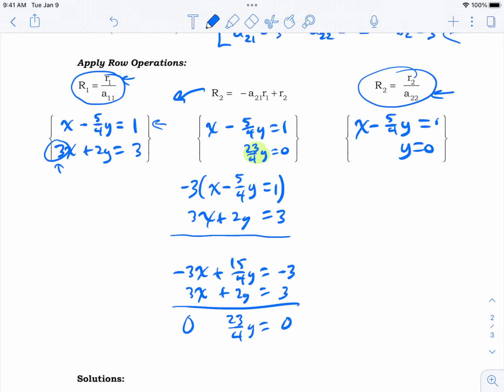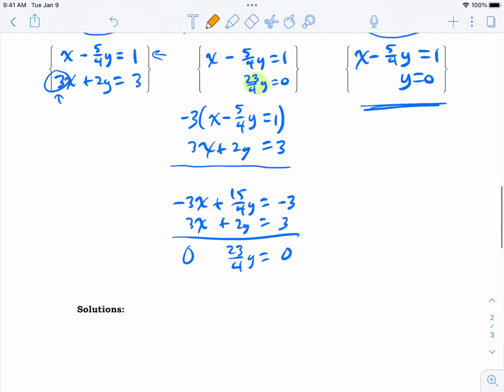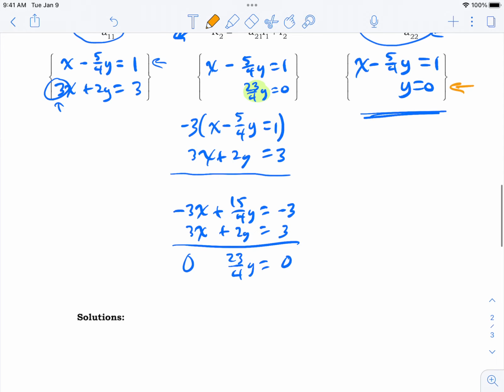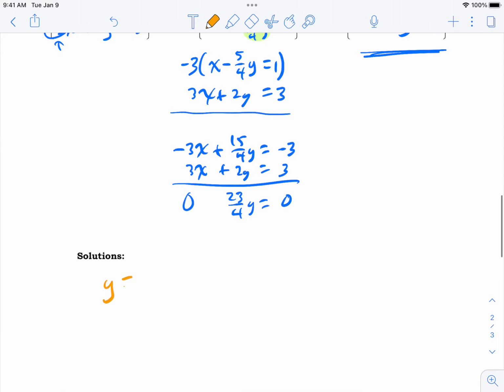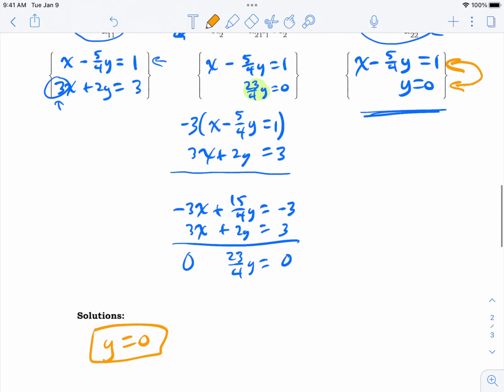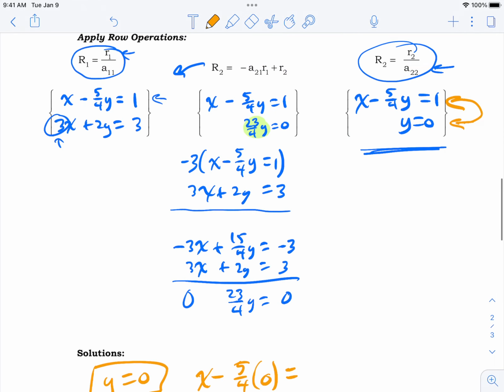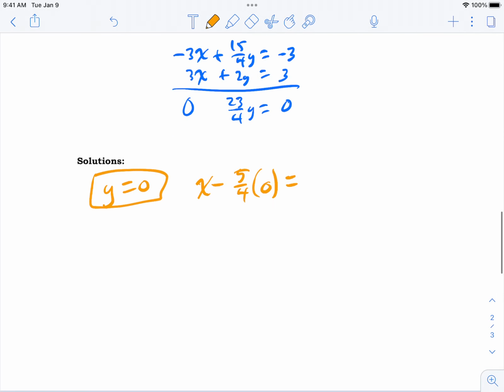And so here's our finished simplified system. That's a nice system. To find the solutions, all we got to do is start by looking at the bottom row and say, oh, y equals 0. There's one of my solutions. It's half my answer already. And then you come up to the next row and you plug that in. So x minus 5/4 times y, but y is 0, is equal to 1, which means x equals 1.